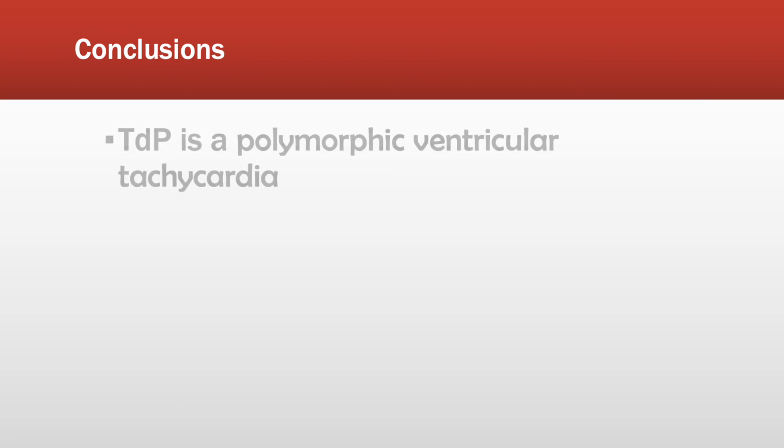So, in conclusion, TDP is a polymorphic ventricular tachycardia.